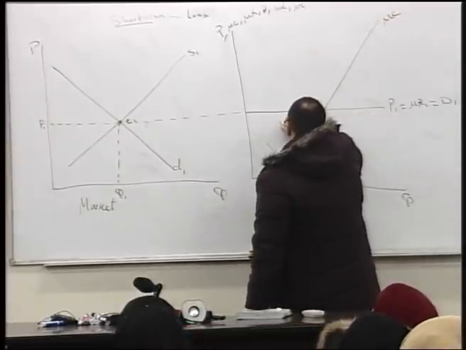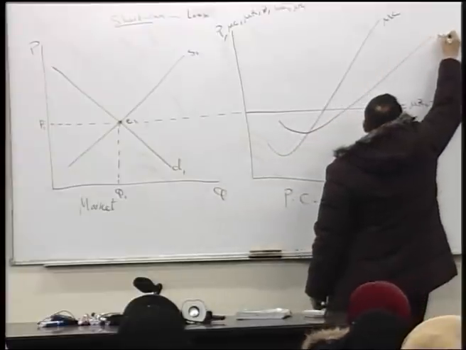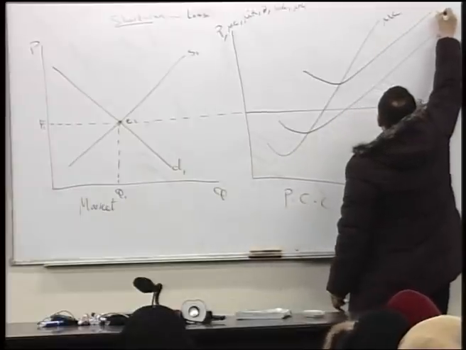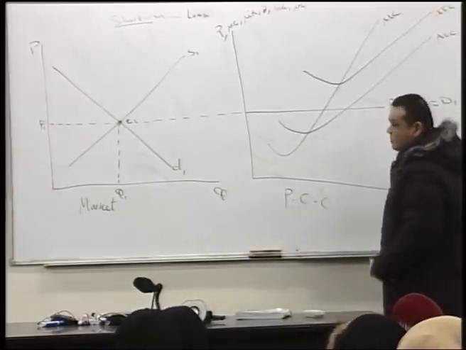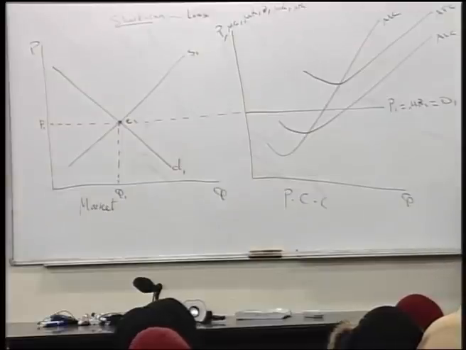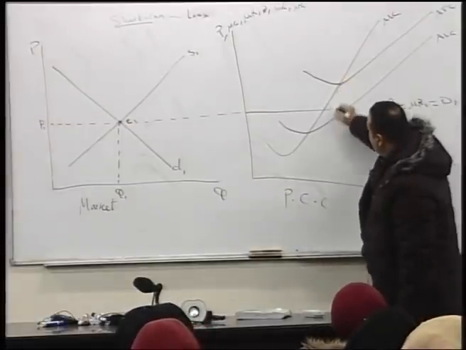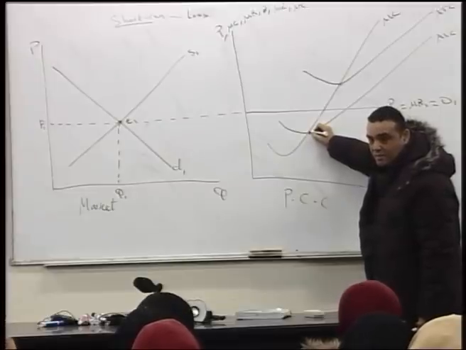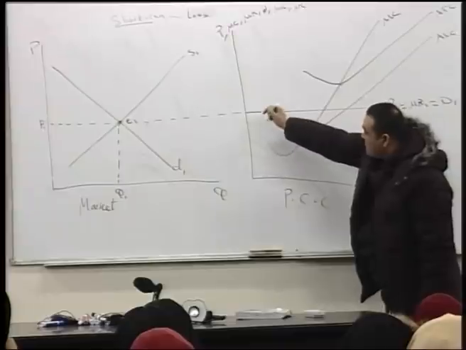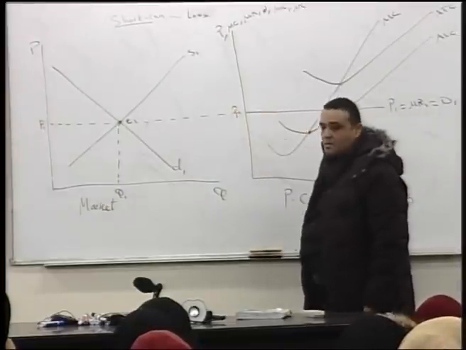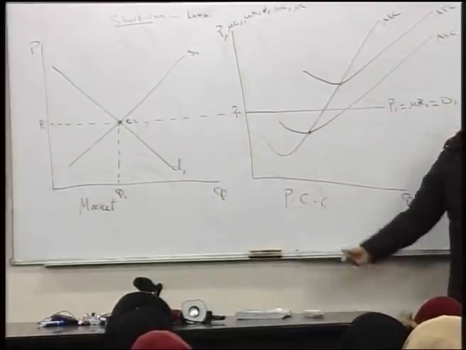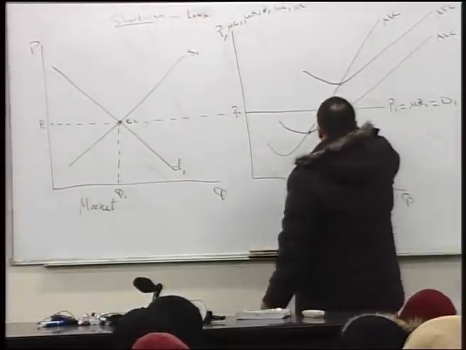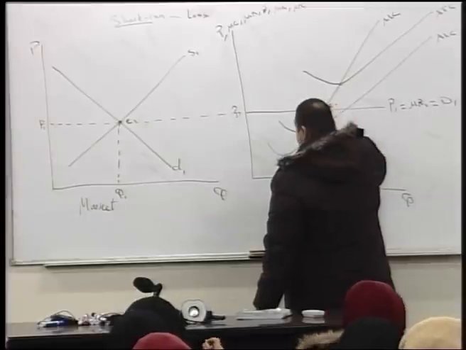And here's AVC. And here's ATC. Where is the point where we break even? Here. Where is the shutdown? Here. The lowest point on the AVC is the shutdown point. Okay? Where's the price here? This is P1. Where's the equilibrium point when MR equals MC? This is the equilibrium point, E1.